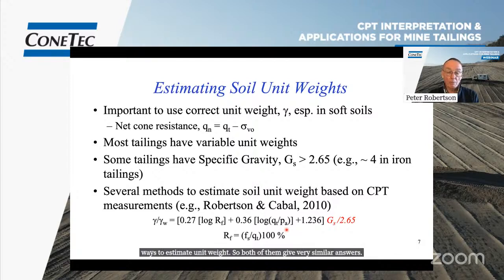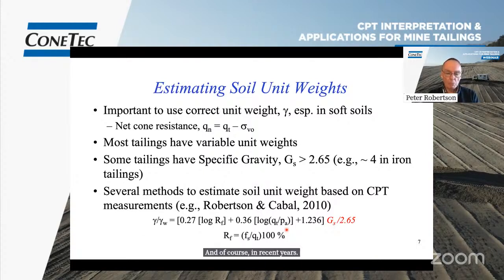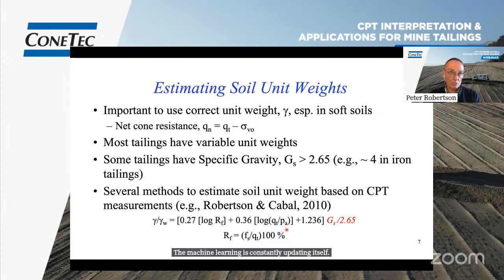Now, there is a group out of Holland that looked at organic soils and made a correction specifically for very soft organic soils. And of course, in recent years, people have done machine learning techniques to try and estimate unit weights using machine learning, which conceptually is a nicer way to go. The difficulty is that the machine learning is constantly updating itself, and so therefore the correlation in a way is constantly changing with time. And also it's hard to see the equation. There is no equation for it, and so these simple methods still tend to be quite popular.